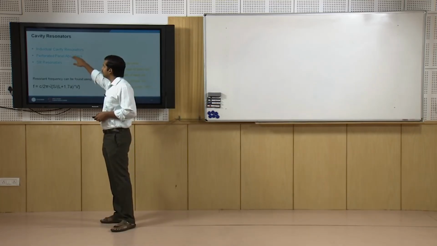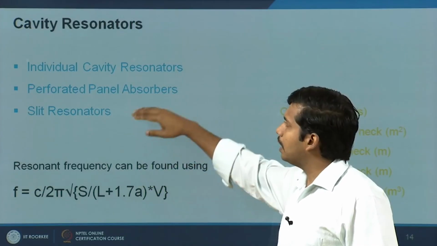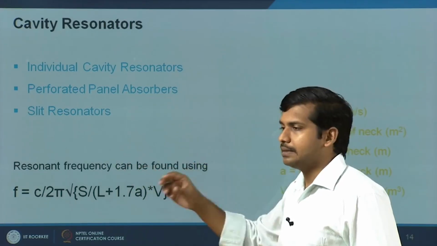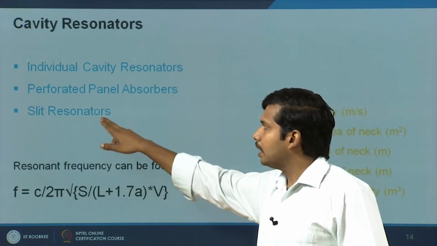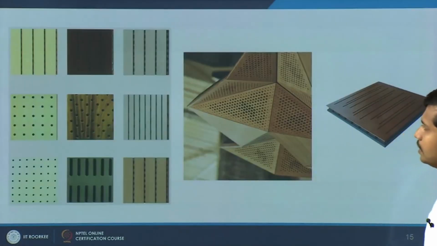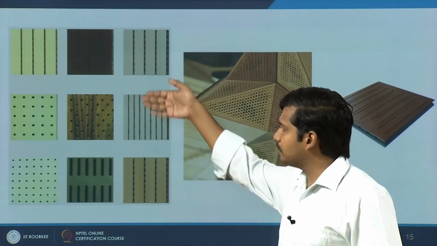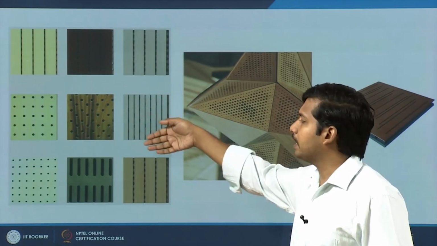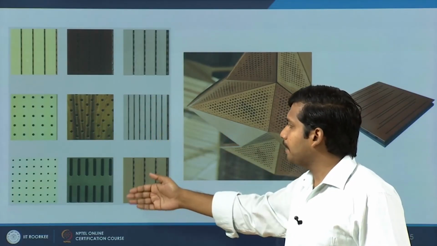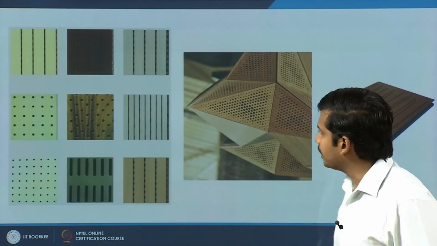There are different types, individual cavity resonators or perforated panel absorbers. Like I said, it can be perforated boards or it can be slit resonators. Some examples, you can have glass wool backing behind this, you can have foam backing behind this. There are different types and the performance varies. I will show you some examples.